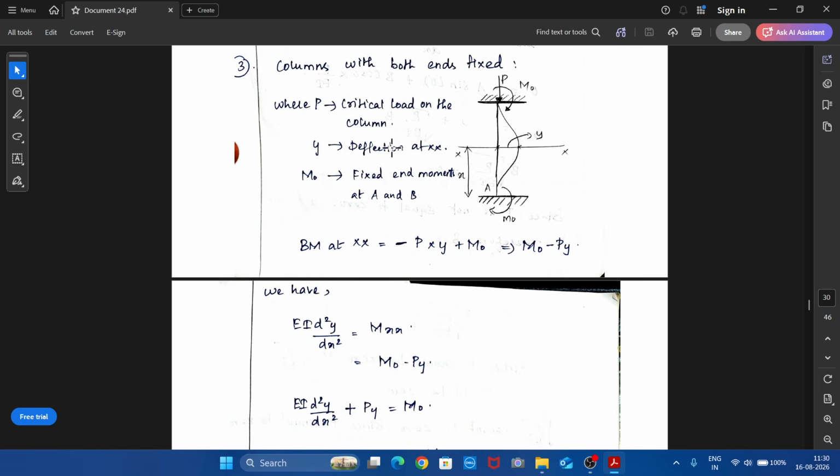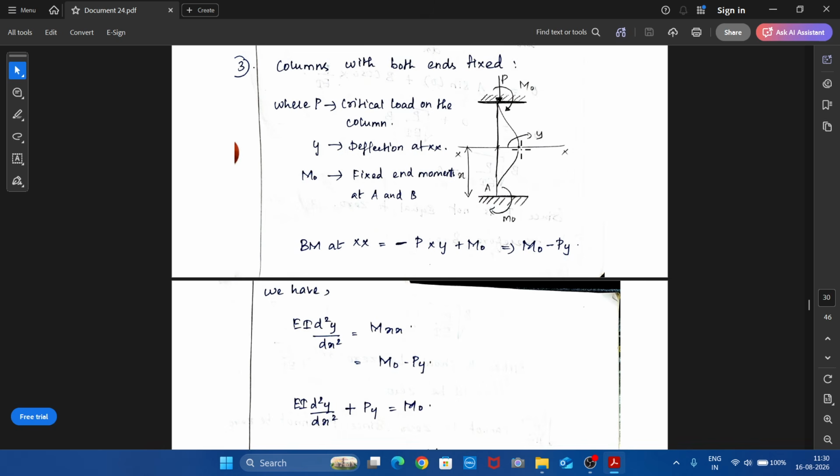So P is the critical load and y is the deflection at any section X. We are considering a section XX at distance x from A. So this is the deflection. y is the deflection at XX. M naught is the fixed end moment at A and B. So it will be having a moment here as well. Wherever we have fixed support, it will be having end moments. So let the end moment be M naught.